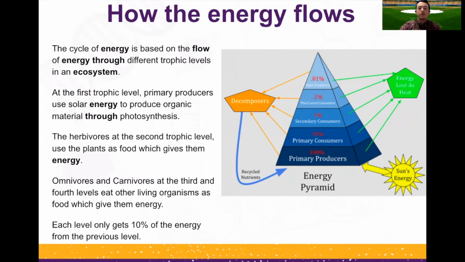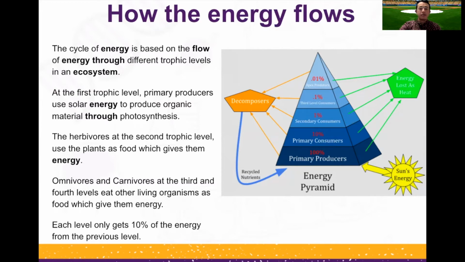Each level is only going to get 10% of the energy from the previous level because we know that 90% is lost as heat. So we can see those primary producers starting off the energy flow at 100%. The primary consumers are only going to get 10% of that. The secondary consumers are going to get 10% of 10%. So now we're at 1%. Those tertiary, the third level consumers, are now at 0.1%, following the rule of 10.